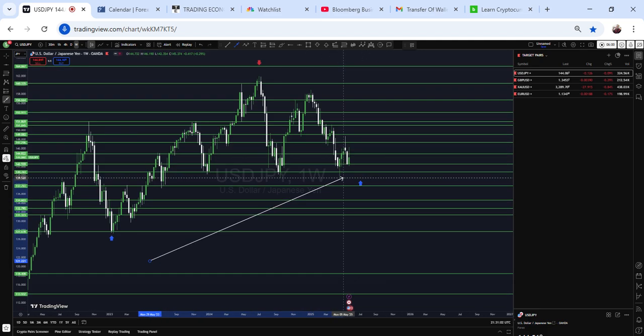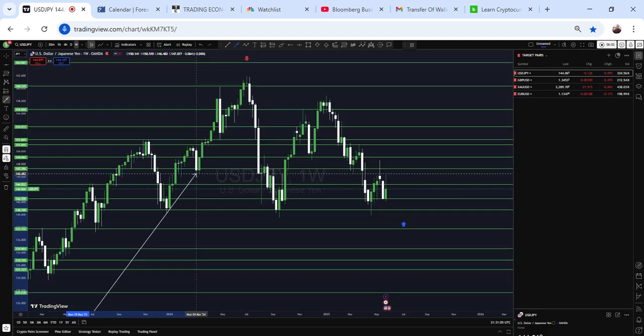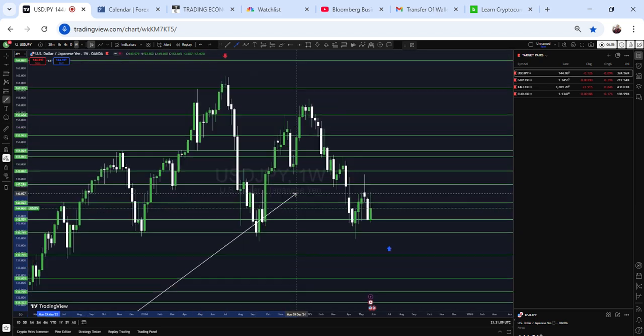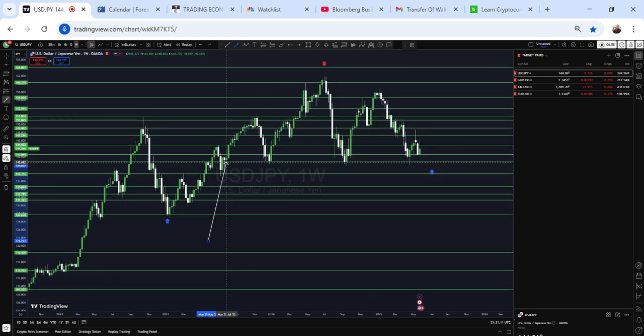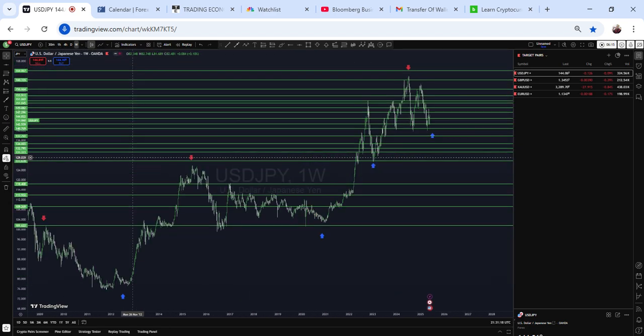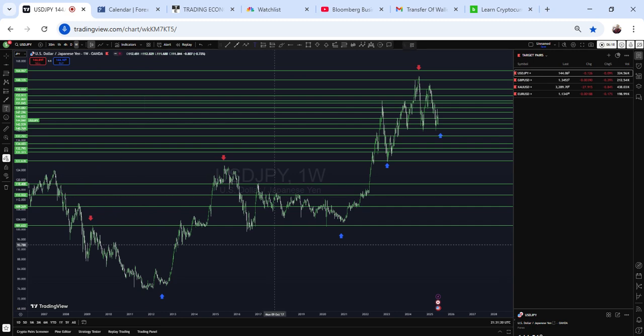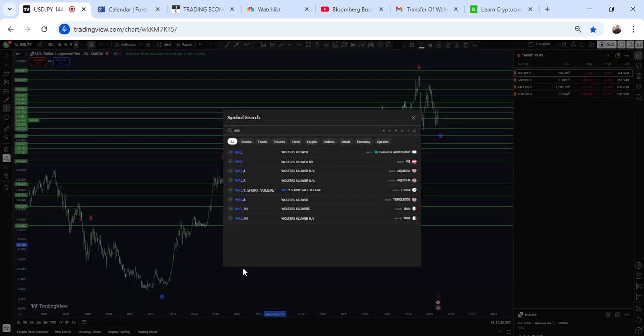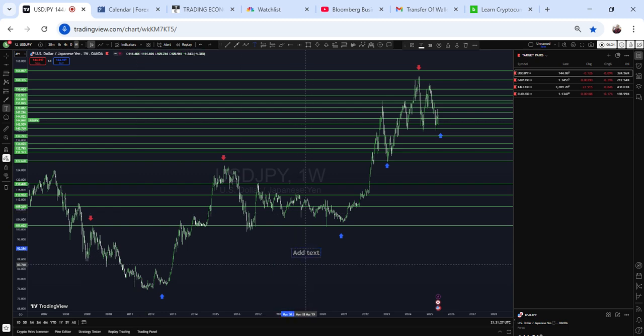So everything here, coming over to zooming out the chart, you're going to see that price reacted to so many levels here. So the strategy principle says that on the weekly time frame.